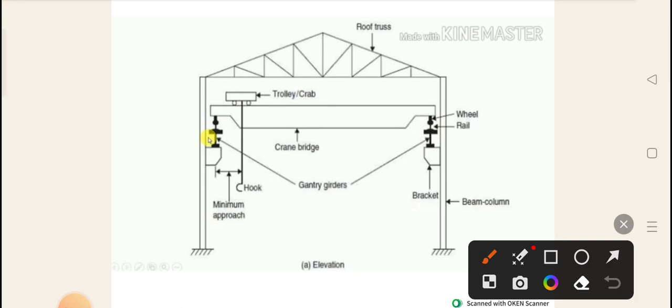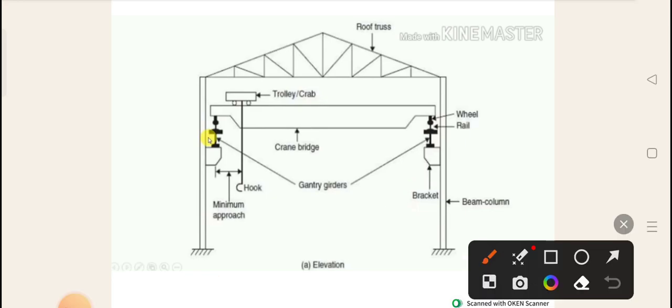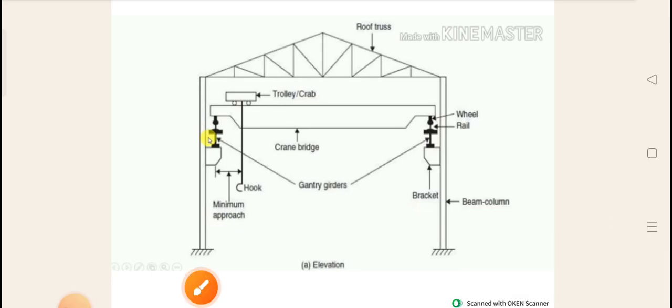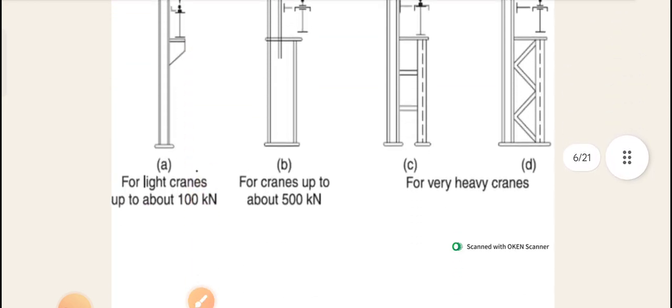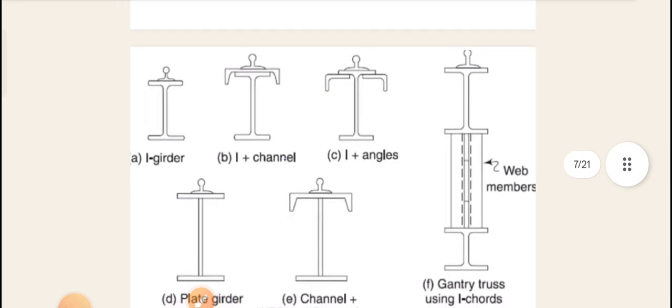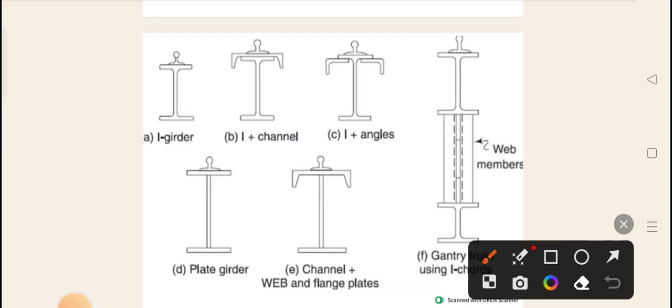Here, which part is the gantry girder? This is the gantry girder we are designing. Usually the most common type of gantry girder we see is the I section with channel. If I show the different types of gantry girders, these are the different types of girders used to support the crane girder load. It may be used as an I girder or I plus channel. Here the I section with channel has been used.